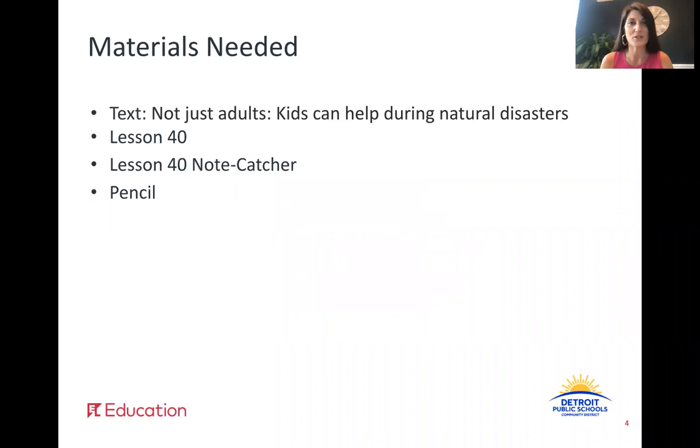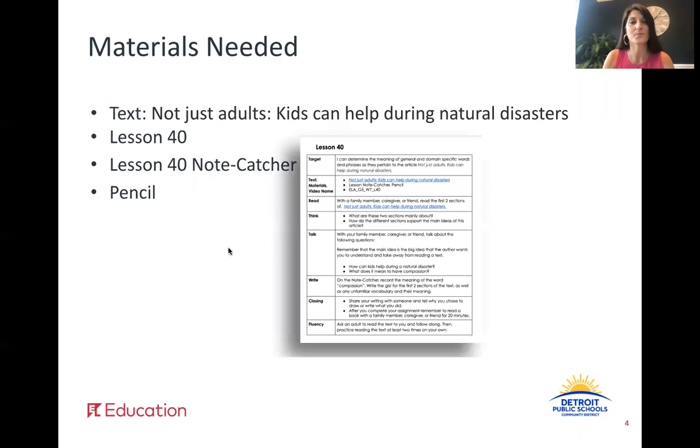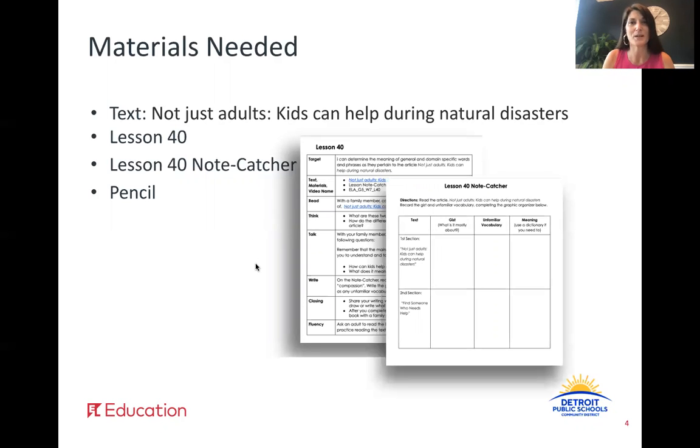All right, so the materials you'll need today is our text that we read with lesson 39, titled Not Just Adults, Kids Can Help During Natural Disasters. You will need lesson 40. You will need your lesson 40 note catcher and a sharpened pencil. So go ahead and grab these materials and come on back when you're ready.